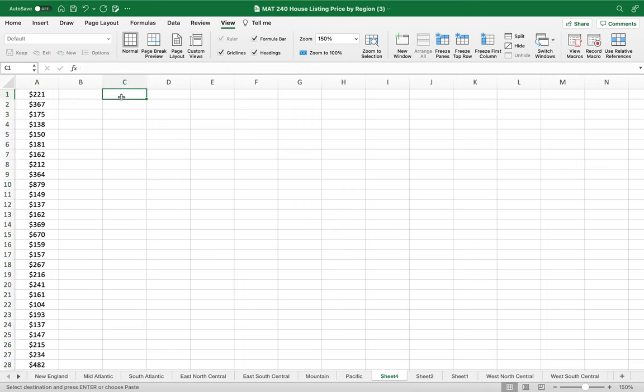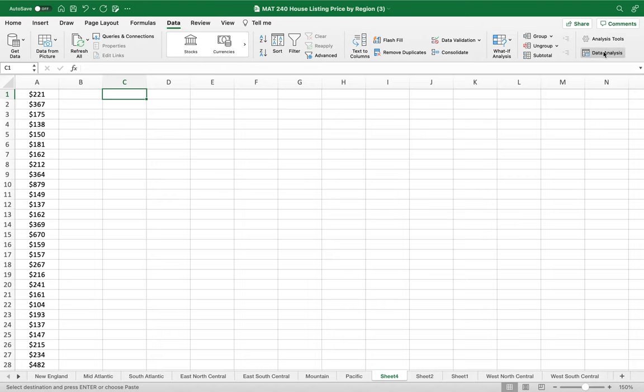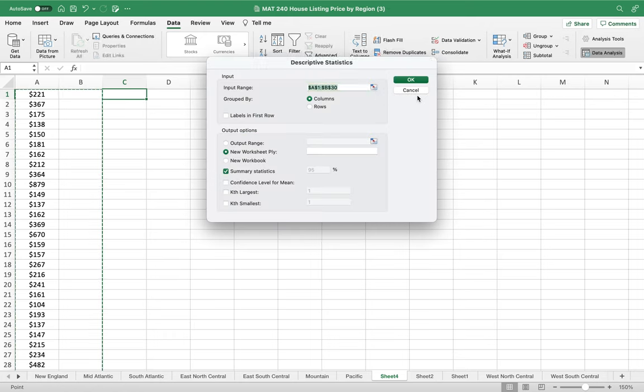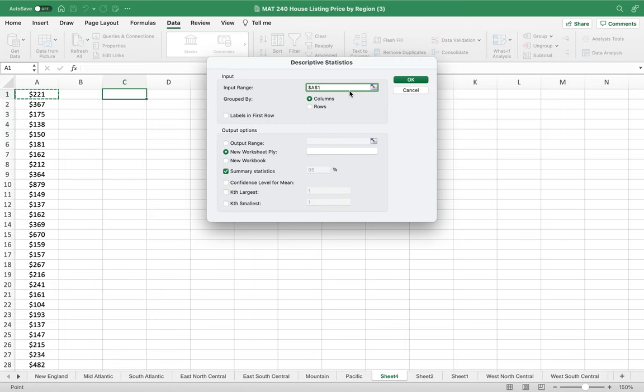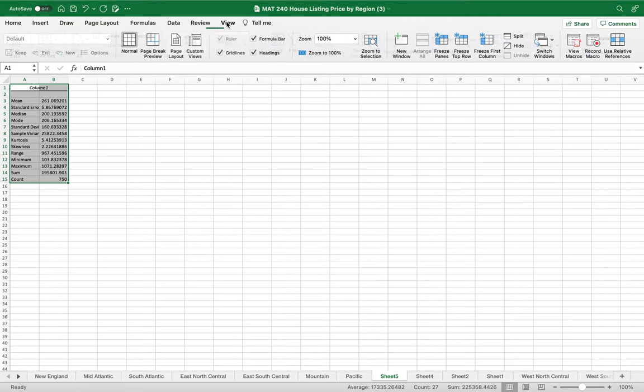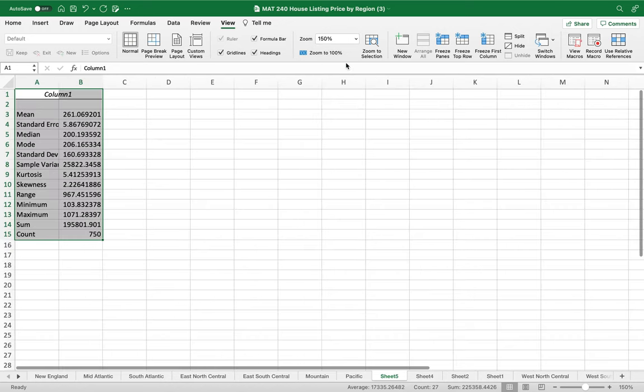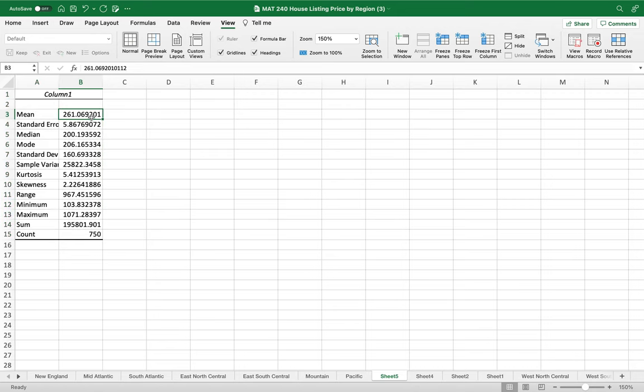You can use different formulas. If we want to use data, remember we need our Data Analysis, Descriptive Statistics, and we need A1 to A750. You can just change what you have in there. We'll put it in a new tab, and we want the summary statistics. So there we have our mean and standard deviation. We need two things, the mean and the standard deviation. You can use the standard deviation, or the standard error is already calculated for you.